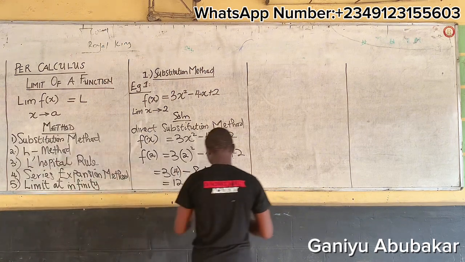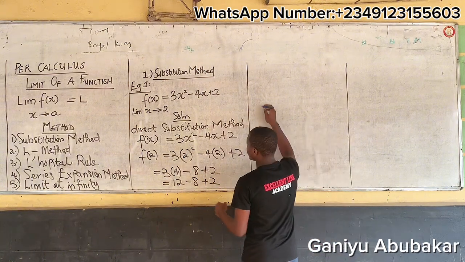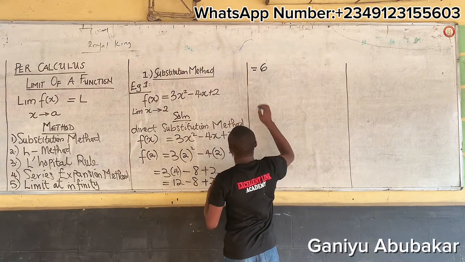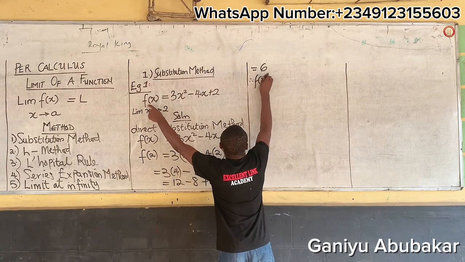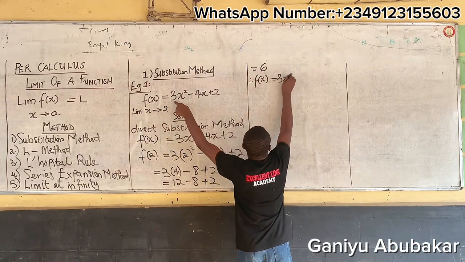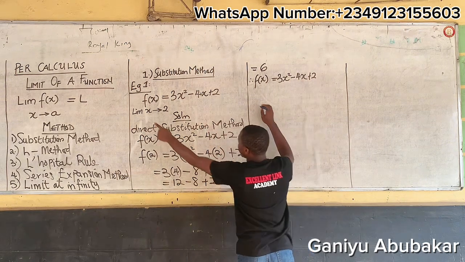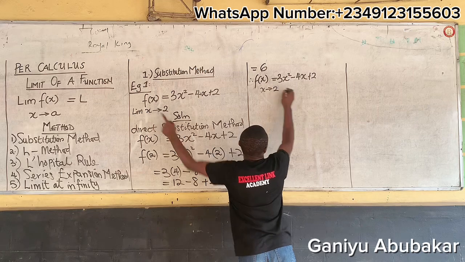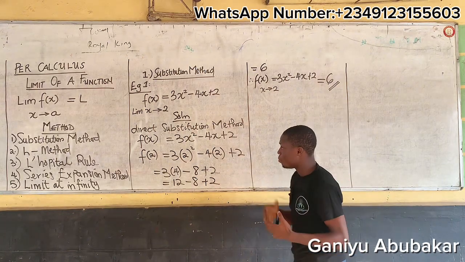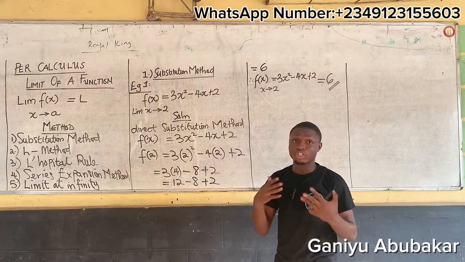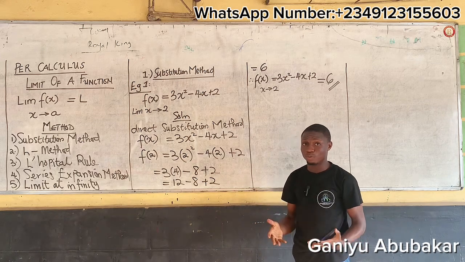So 12 minus 8 is of course 4, and 4 plus 2 is 6. So this is equal to 6. Hence, if I have a function f of x equal to 3x squared minus 4x plus 2, as x tends to 2, this is equal to 6. This is how to evaluate problems using the first method, called the substitution method, as easy as just putting the value of x into the given function.